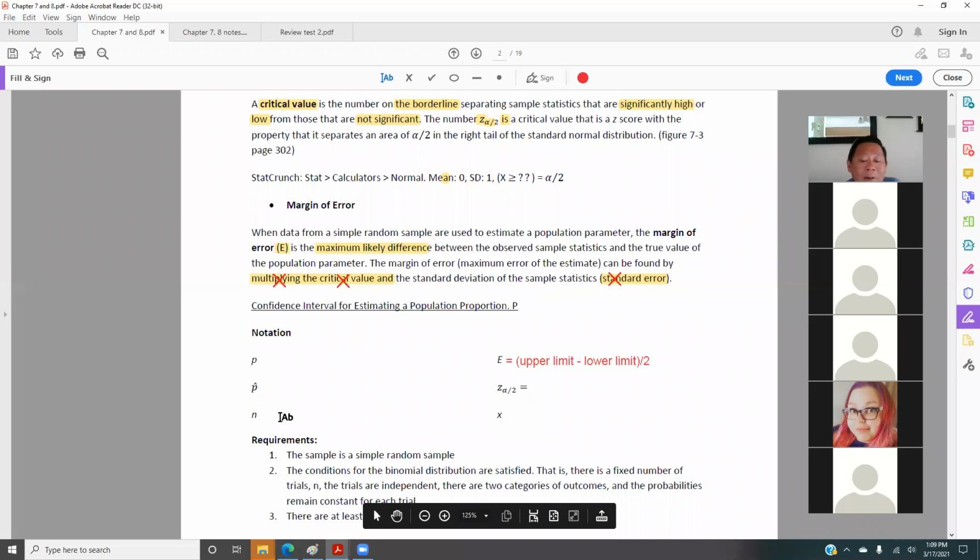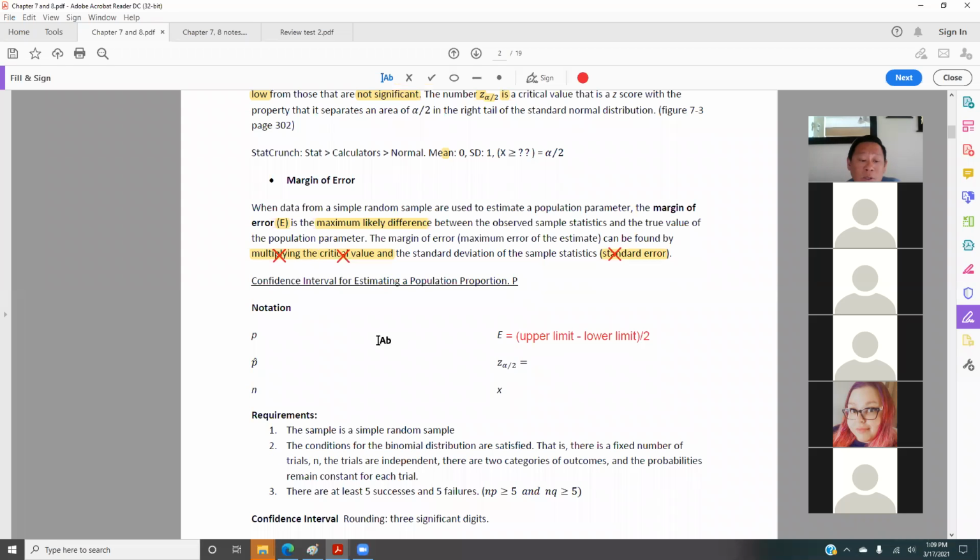There are a few notations you need to know. Again, this is something I recommend you put in your little cheat sheet. So P in this case is your population proportion. Cannot spell today.